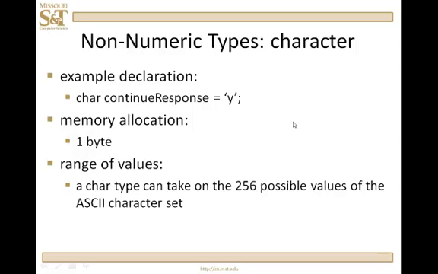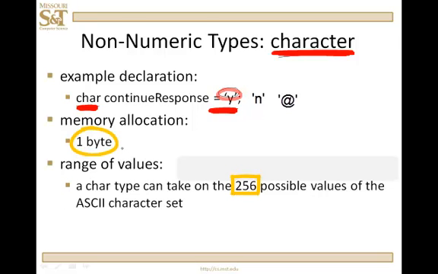Okay, starting with the non-numeric types. The first one is character. Sometimes you'd like to hold a character in memory. So for example, you want to hold on to Y. That might be a response to a question. The type is character, but the declaration is char. So continue response, and again, if you're going to initialize it, you do it the same way, but you have to remember that it's a character and you have to put the symbol, whatever it is, in single quotes. So might be a Y, might be an N, it might be an @ symbol. Okay, that's the character. There are 256 characters in the ASCII character set. Incidentally, you get 1 byte of allocation.